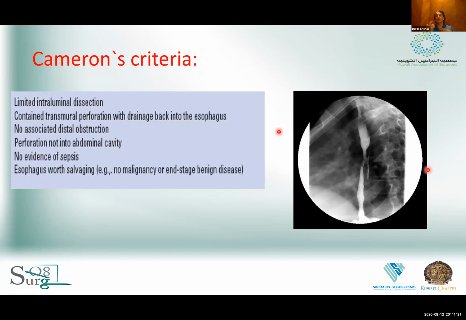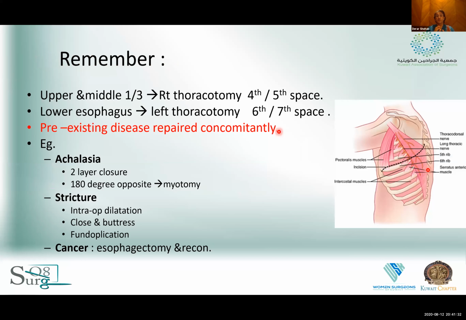Then the question comes to us: what is my approach and how can I operate on those patients? Before that, you have to remember a few important things. If you want to operate on the upper or the middle third of the esophagus, then your approach is going to be on the right side of the chest. You do a right thoracotomy. If you want to operate on the lower esophagus, then your approach is going to be through a left thoracotomy around the 6th or 7th intercostal space.